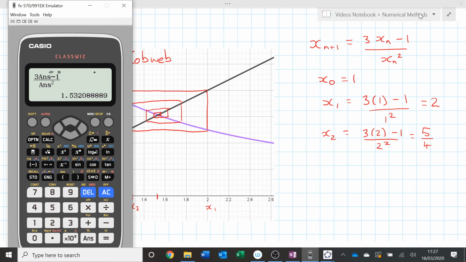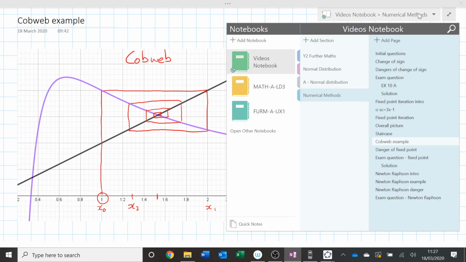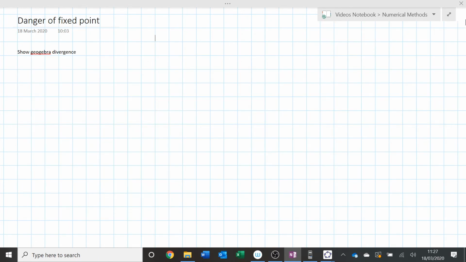Right, what can go wrong? So there are dangers that can go wrong. The main danger with this kind of method is that it can diverge. Divergence, and I'm just going to write it on the screen and show you an example.